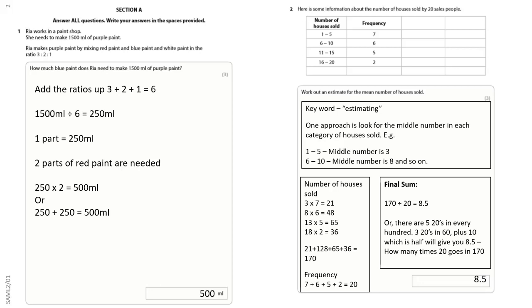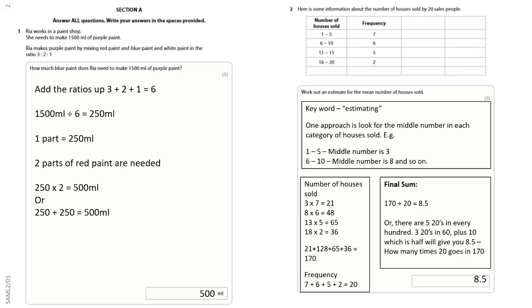Here's some information for question 2. We're estimating the number of houses sold. Keyword: estimating. So one approach is to look for the middle number in each category of houses sold. It took me a little while to work this one out myself, but that's why we're having these papers, and I can share it with you, so we're teaching little tricks of the trade.